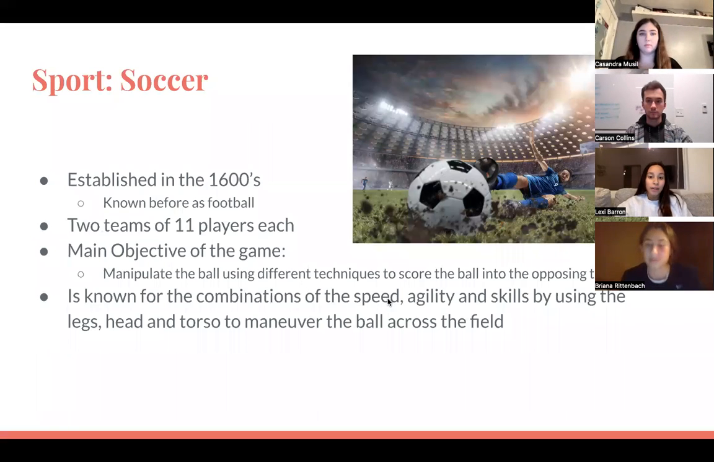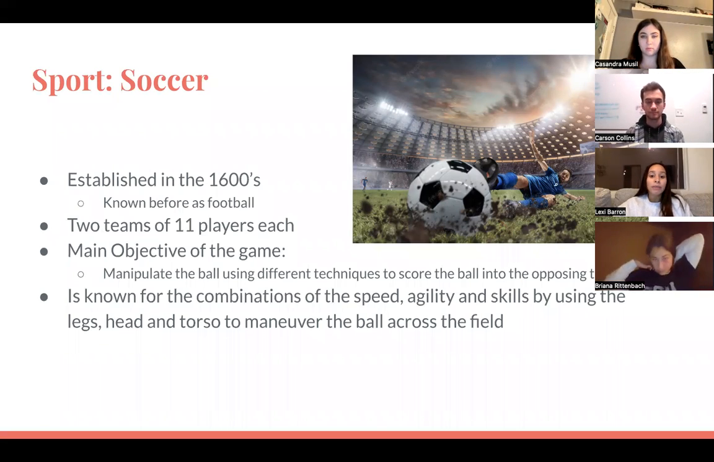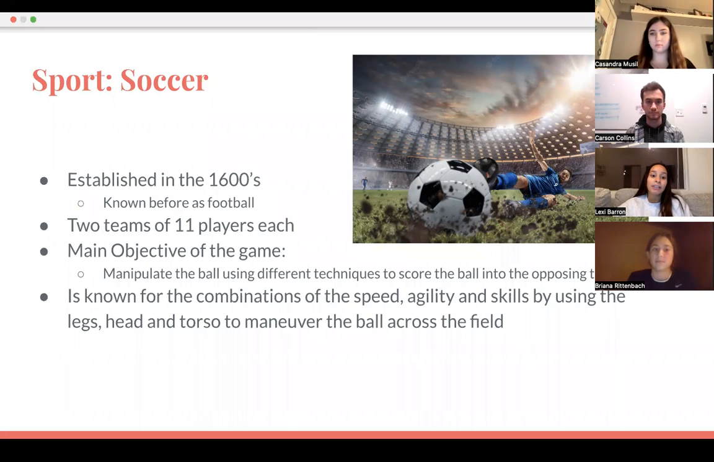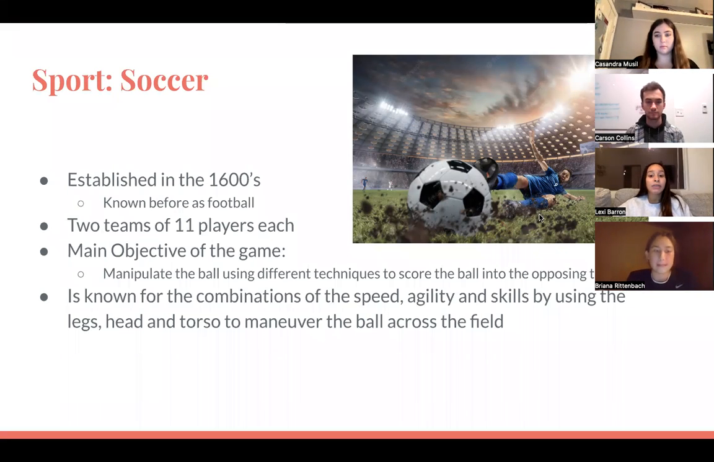Our sport is soccer. Soccer was established in the 1600s. It was known as football before. Soccer consists of 2 teams, each team consisting of 11 players. The main objective of the game is to manipulate the ball using different techniques to score the ball into the opposing team's goal. It is known for the combination of speed, agility, and skills, using the legs, head, and torso to maneuver the ball across the field.